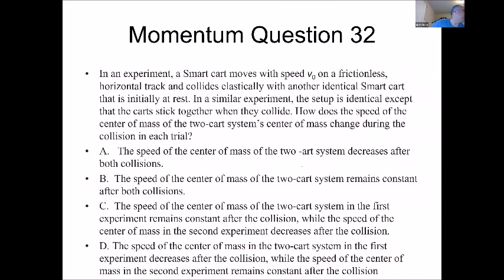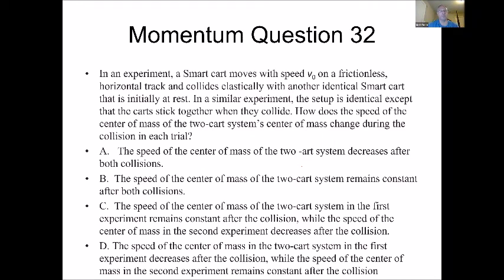All right, here's number 32. In an experiment, a smart cart moves with speed v0 on a frictionless horizontal track and collides elastically with another identical smart cart that is initially at rest. In a similar experiment, the setup is identical, except the carts stick together when they collide. How does the speed of the center of mass of the two-cart system change during the collision in each trial?